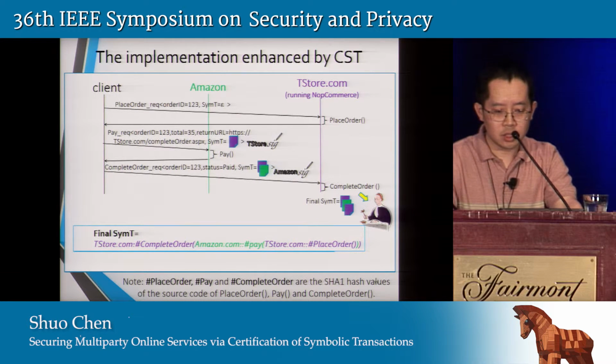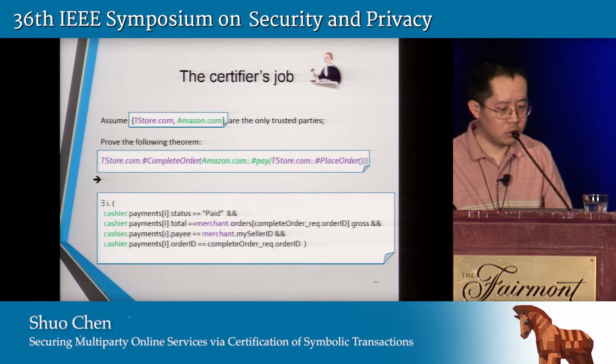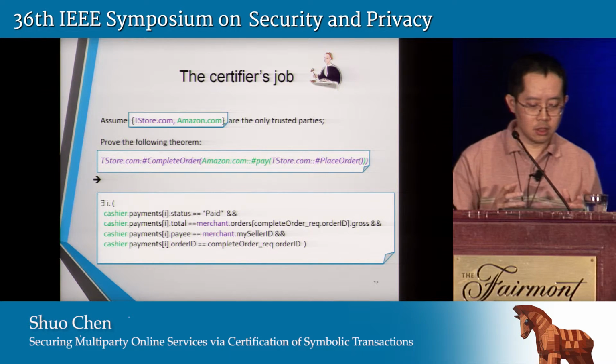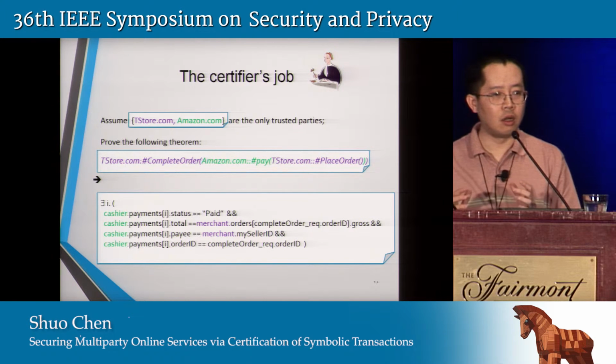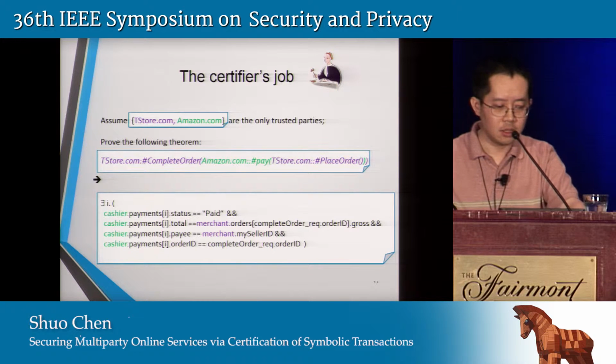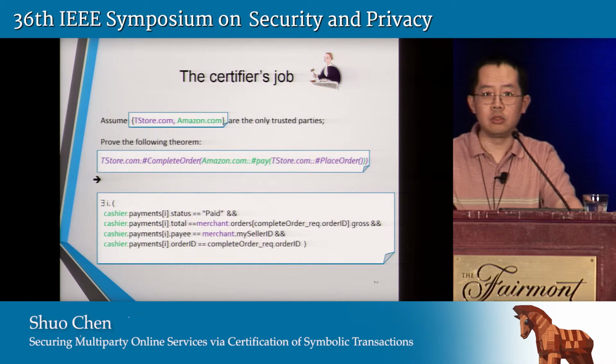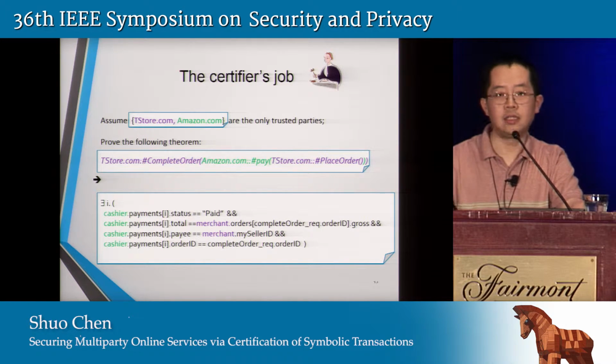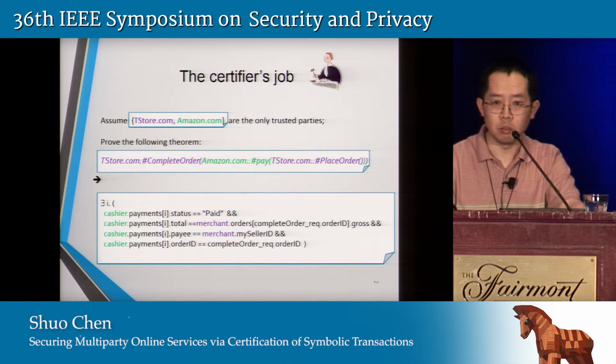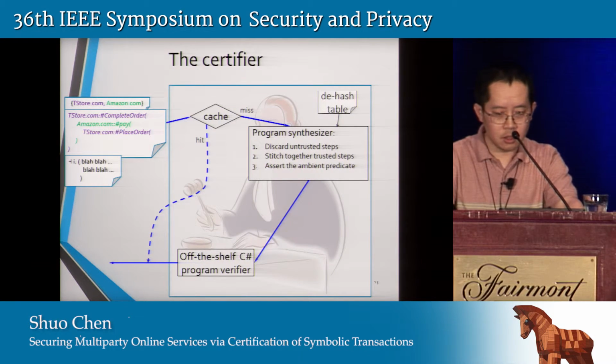Now we just pass this final SymT to the certifier. The certifier's job is to assume that T-Store and Amazon are the only trusted parties. And then it tries to verify that this sequence of computations logically implies the ambient predicate. So this is a symbolic check. Now let's see the internal of the certifier.